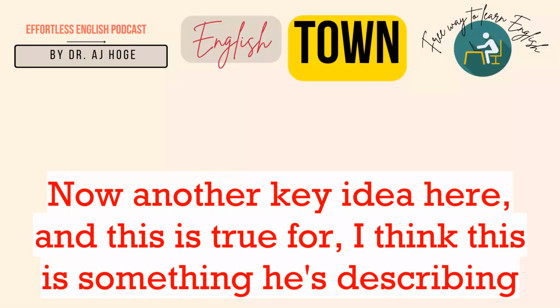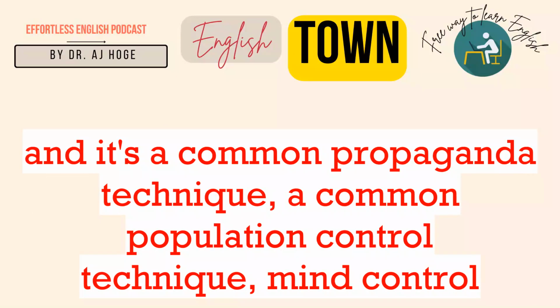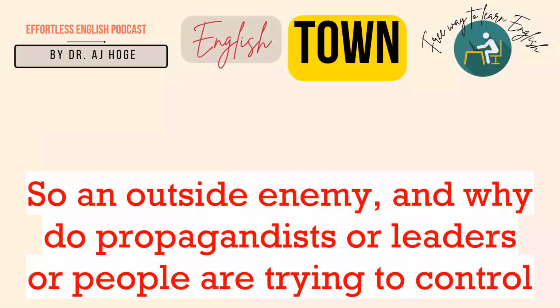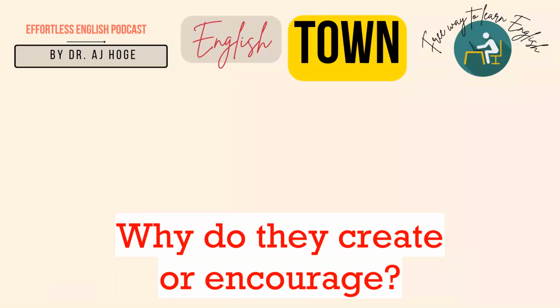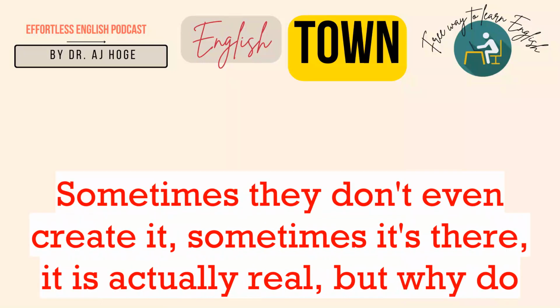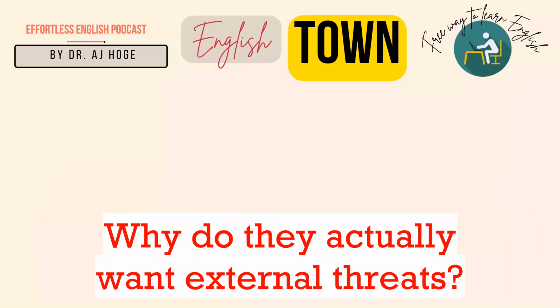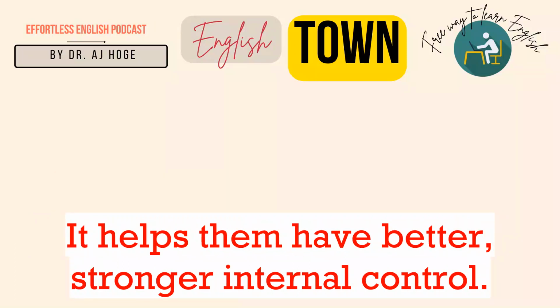Now another key idea here, and I think this is something he's describing, is a common propaganda technique, a common population control technique, mind control technique, and that is the creation of an external threat, an external enemy. External means outside. So an outside enemy. And why do propagandists or leaders or people who are trying to control others do that? Why do they create or encourage it? Sometimes they don't even create it. Sometimes it's actually real. But why do they encourage it? Why do they actually want external threats? Because it helps them have better, stronger internal control.